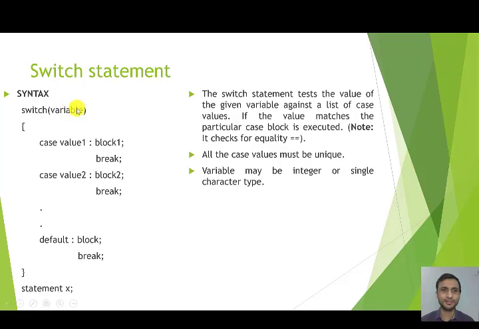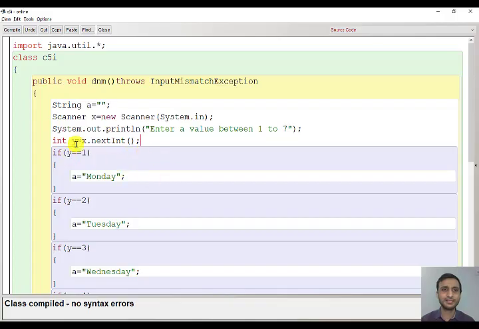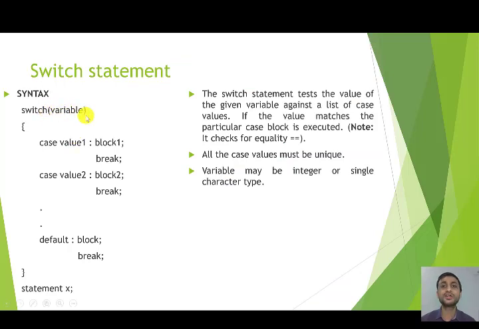Switch variable. So what is this variable? This is the variable where we are taking the choice. Choice means you are entering a choice between 1 to 7. Whatever choice the user enters, according to that you will print. So this variable is called the choice variable.